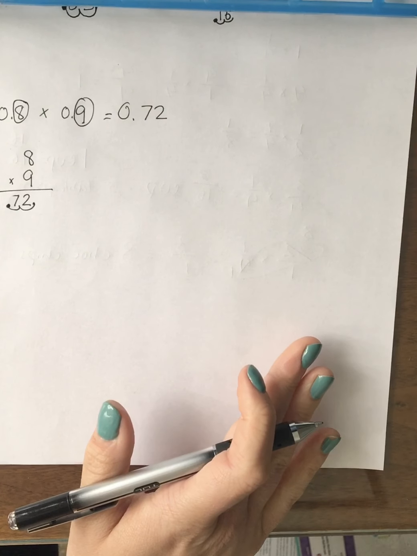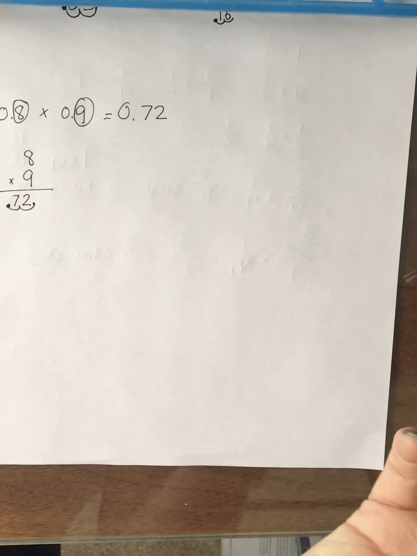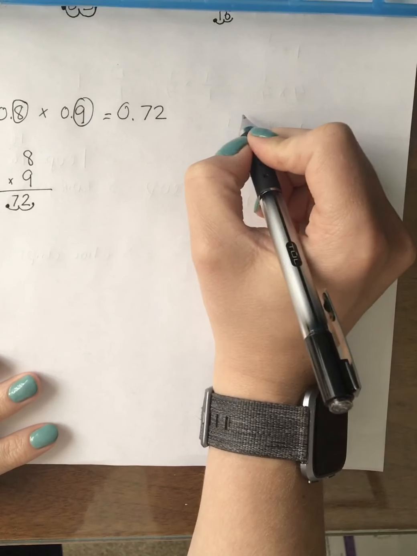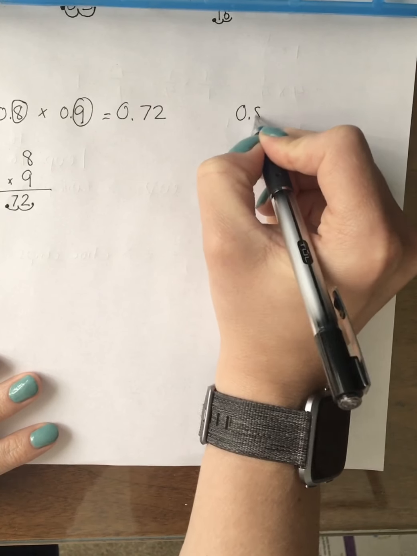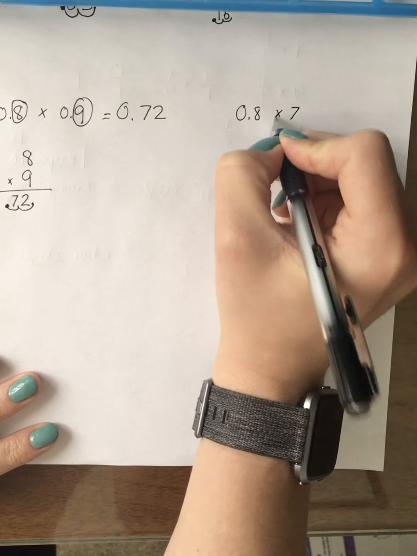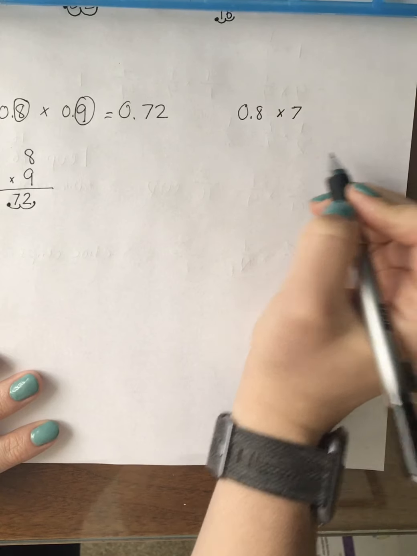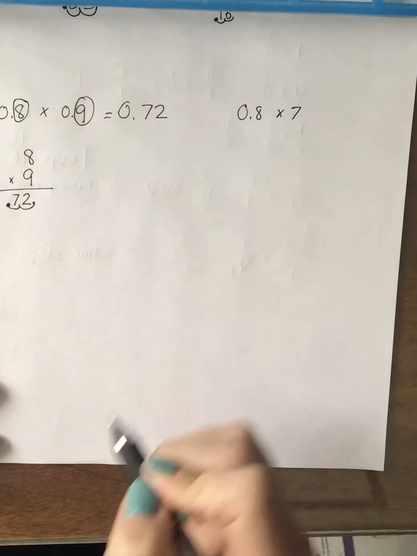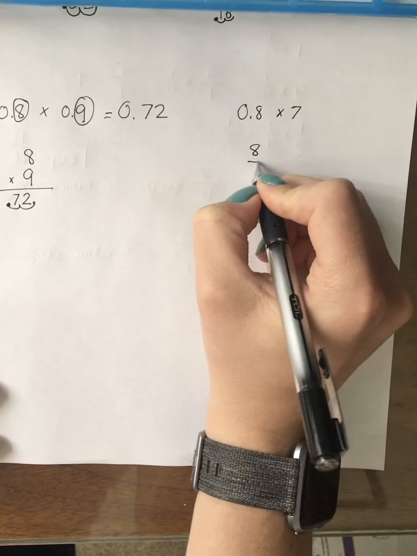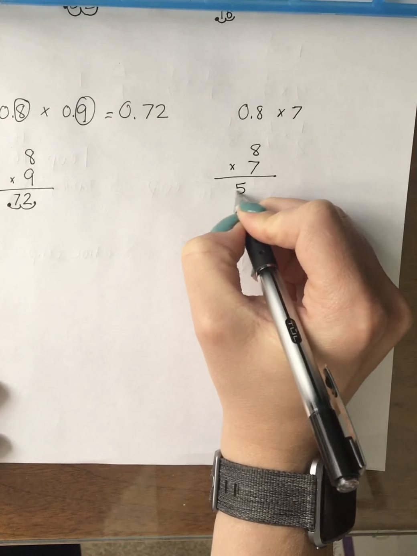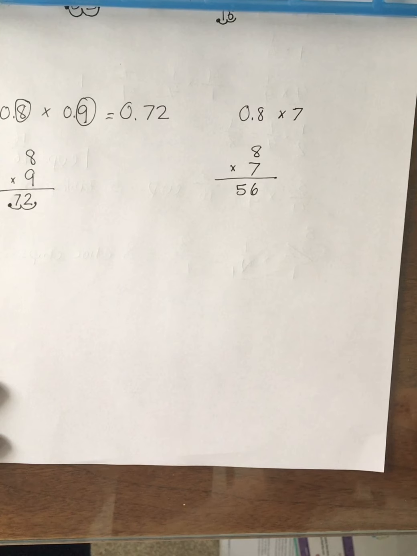Okay, so you should have a pretty good idea of how to multiply tenths together and adding back in the decimal at the end. We are going to do the same process, but multiply a tenth by a whole number. So if I want to multiply together 8/10 times 7, what I'm going to do is I need to take out just this one decimal point, and so I'm going to be multiplying 8 times 7. When I multiply 8 times 7, I get 56 because 8 times 7 is 56.